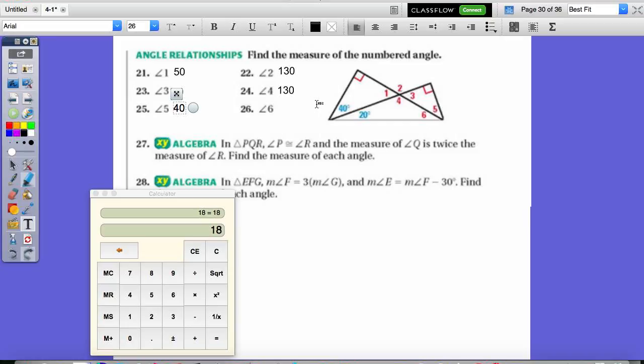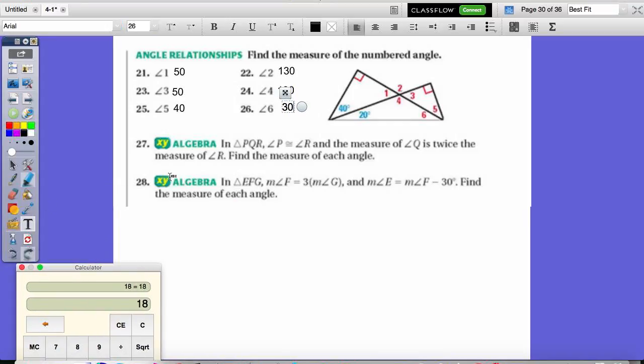Now there's two ways, so now we're looking at 6. So if this was 20, and we already found 4, which is 130, 20 plus 130 is 150. 20, angle 4, and angle 6 have to add up to 180. So once again, 20 plus 130 is 150. 30 more for angle 6 would get you to 180.